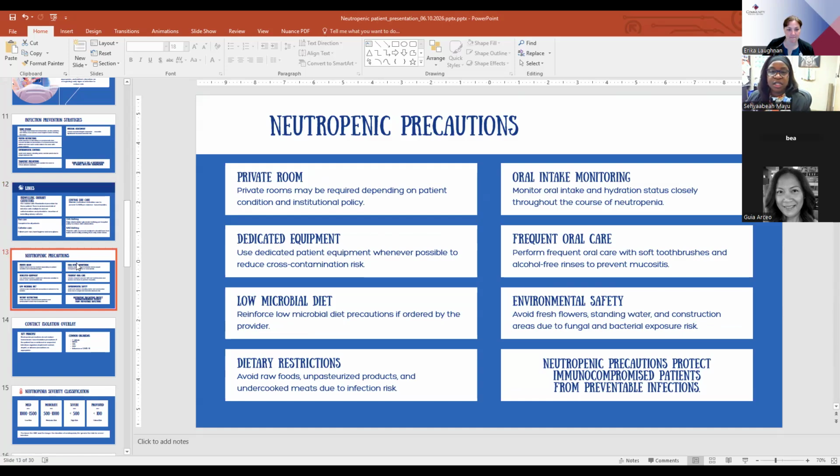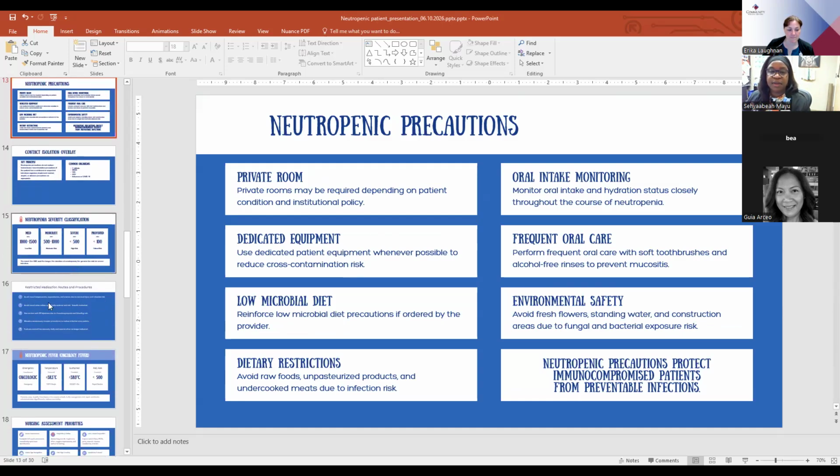Neutropenic precautions are continued here. We do our best again to isolate this patient so they have their own private room and dedicated equipment. We are looking at their diet, making sure that we are reinforcing low microbial diets. We are looking at dietary restrictions, so no raw foods, unpasteurized products, uncooked meats, and things like that. That's another education that we need to equip these patients with when they are being discharged for home. Of course, we're monitoring their oral intake, frequent oral care for these patients, and overall environmental safety.